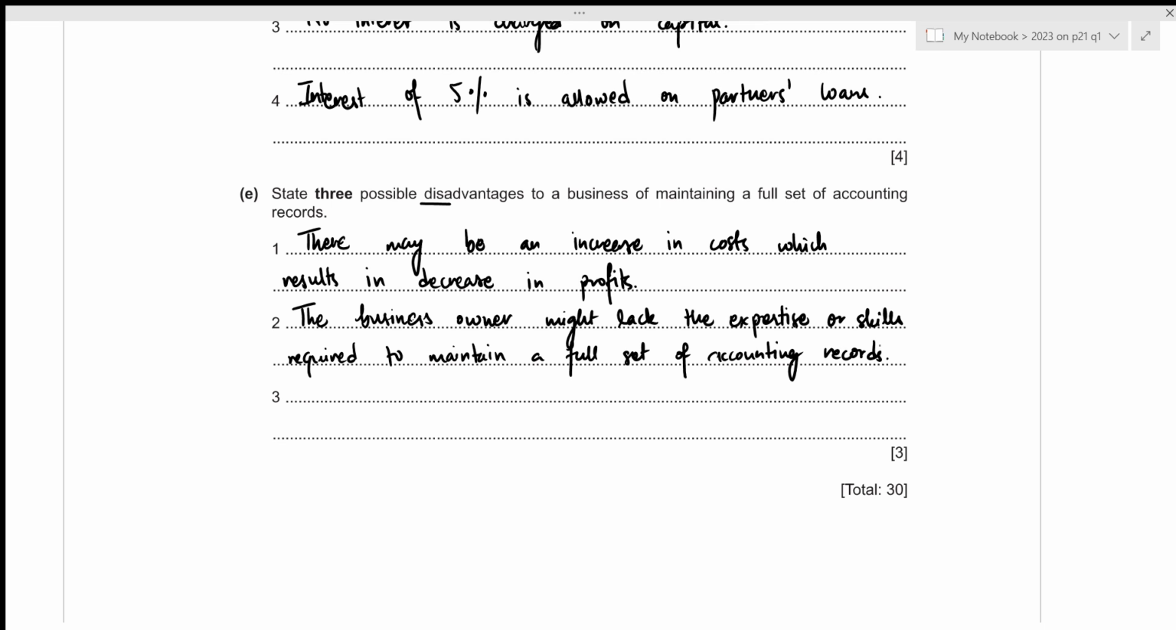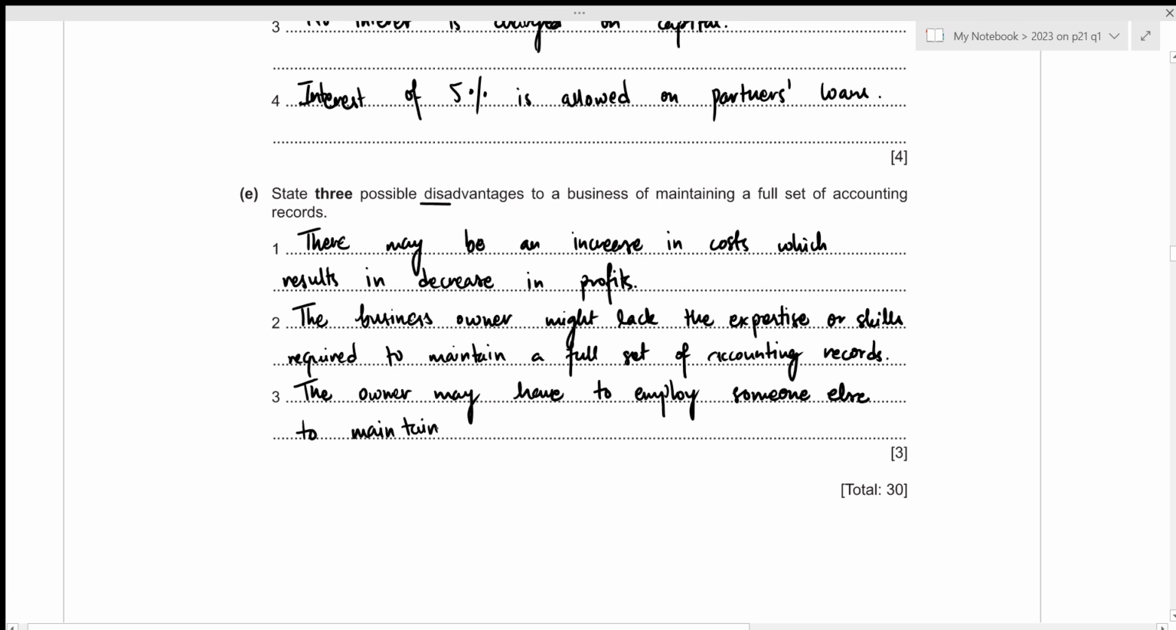And since the owner might not have the skills required to maintain a full set of accounting records, they might have to employ someone else in order to maintain the records. That will also be a disadvantage. The owner may have to employ someone else to maintain the records. This completes the first part of this question.